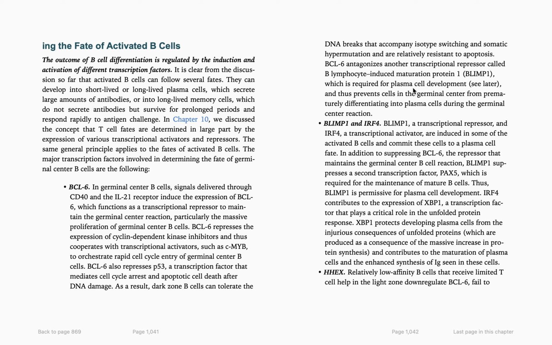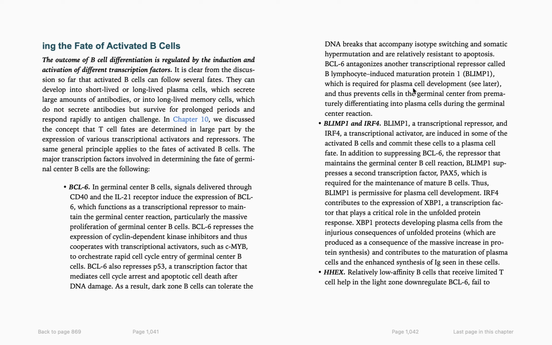BCL6 represses the expression of cyclin-dependent kinase inhibitors and thus cooperates with transcriptional activators such as c-MYB to accelerate cell cycle entry in germinal center B cells. BCL6 also represses p53, a transcription factor that mediates cell cycle arrest and apoptotic death after DNA damage. As a result, dark zone B cells can tolerate the DNA breaks that accompany isotype switching and somatic hypermutation and are relatively resistant to apoptosis.